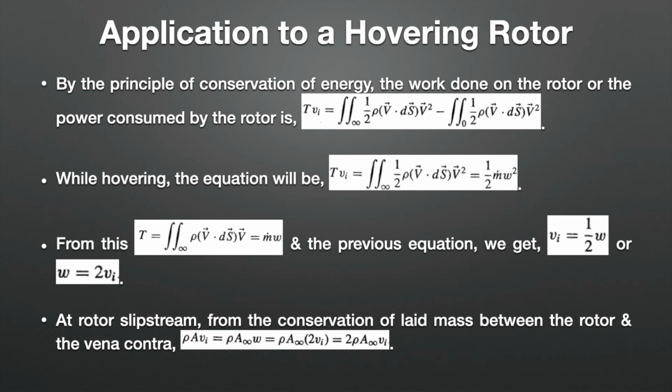Because the flow velocity increases in the wake below the rotor, continuity considerations require that the area of the slipstream must decrease. We can observe this in the previous equations. It follows from the conservation of fluid mass between the rotor and the vena contracta region. That is, you get the equation rho A Vi is equal to rho A into omega at vena contracta region, that is omega is equal to 2 Vi. So you get 2 rho A Vi.